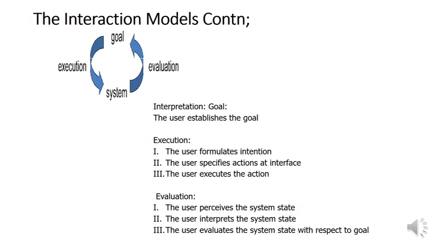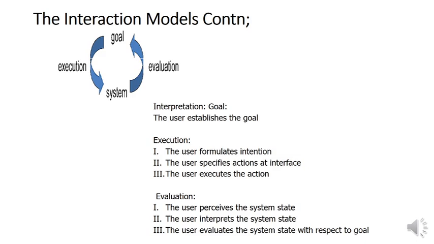So look at the small diagram, the image that is here. The interaction, look at it: goal, evaluation, system, then execution. Go to execution, come back to the system, then go to evaluation, then return back to the goal. So interaction goal.